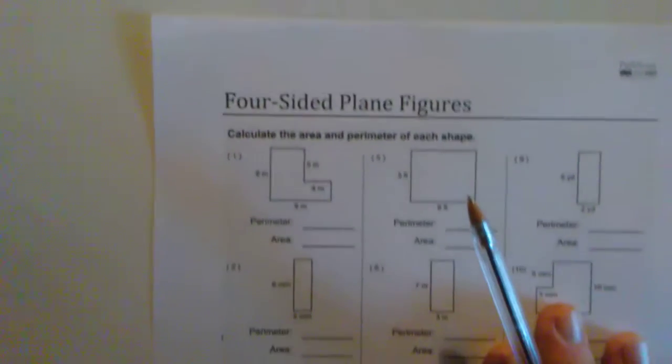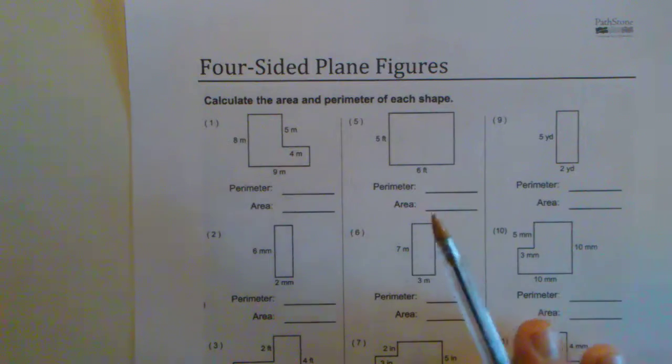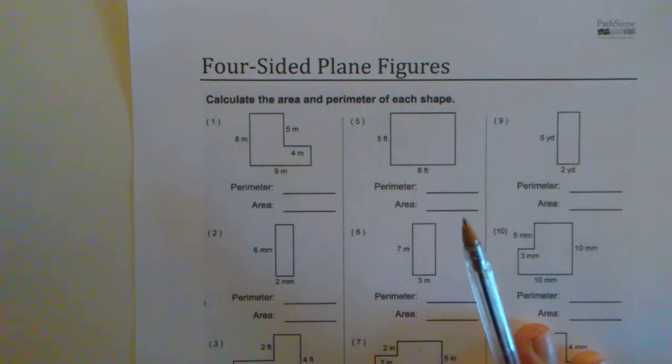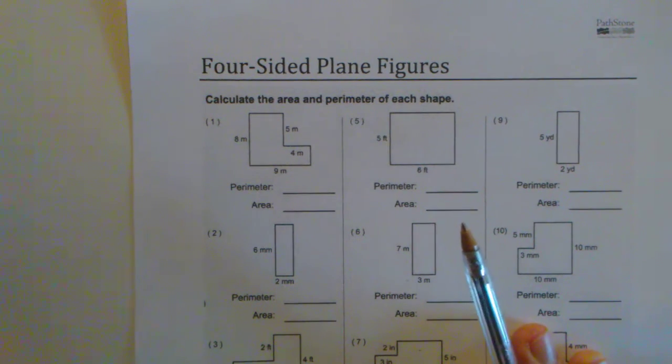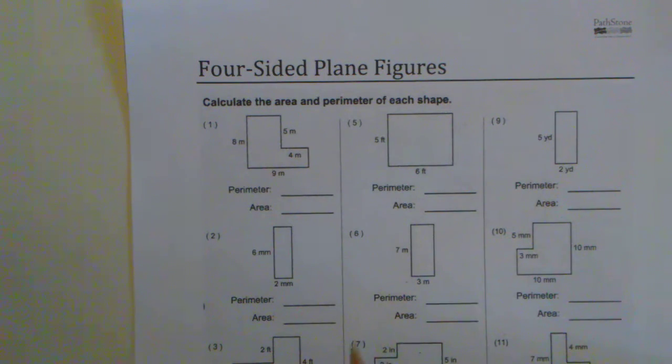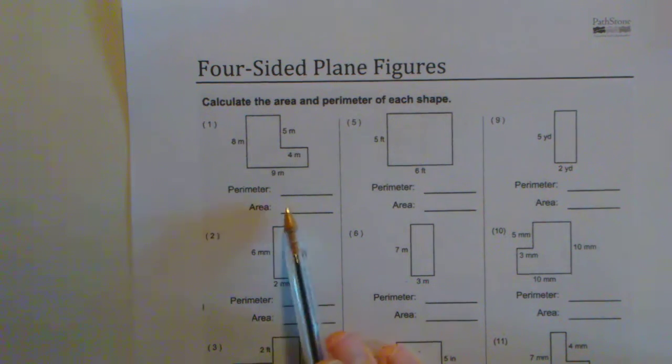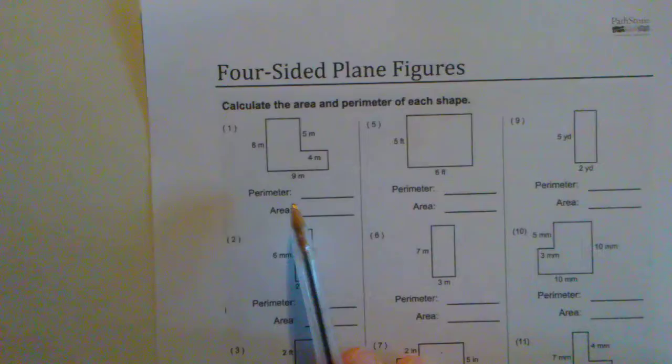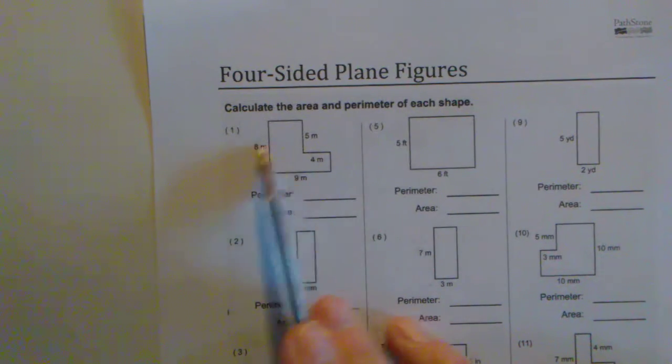Okay, so here are some problems of finding perimeters and areas of four-sided plane figures of special quadrilaterals. And we're working with just rectangles, it looks like. Rectangles, maybe some squares, which are special rectangles. Anyway, we have to find the perimeter and the area. The perimeter, remember, you just add them all up.